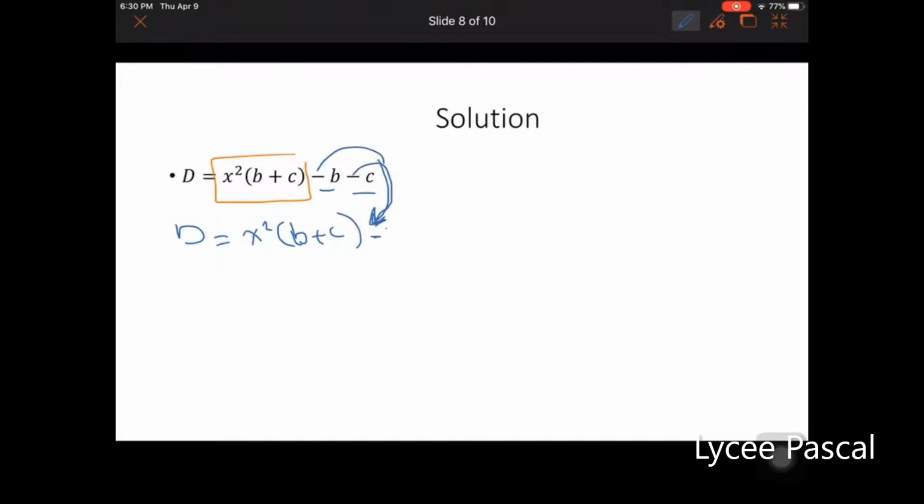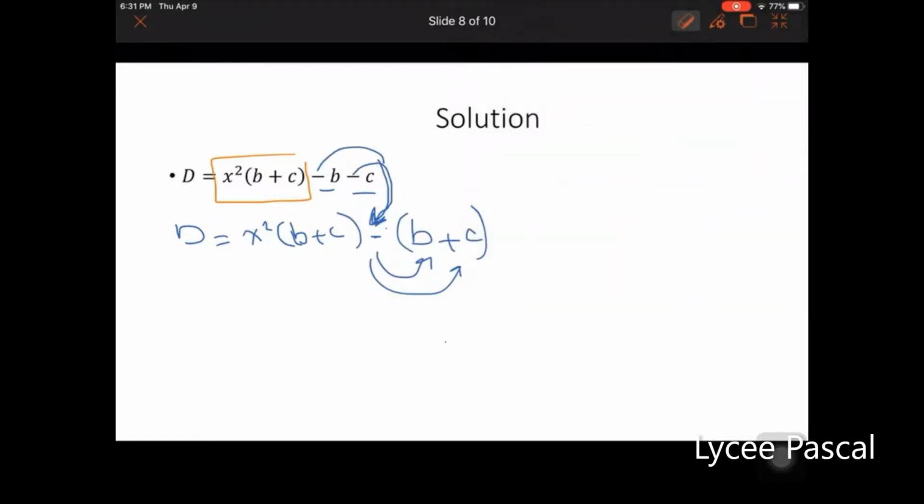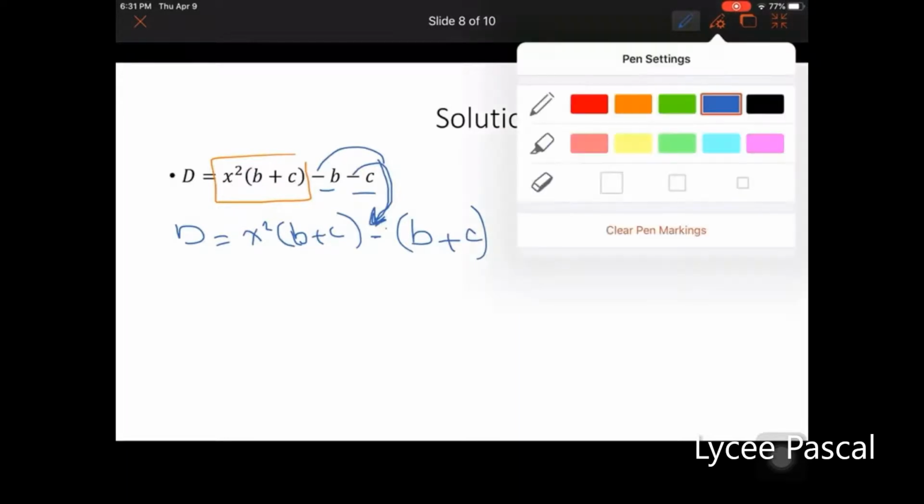Okay, so now as you see, between these two terms we have a common factor b plus c, so we can take this common factor: d equals b plus c into... from the first block the remainder is x squared, from the second block the remainder is minus 1.